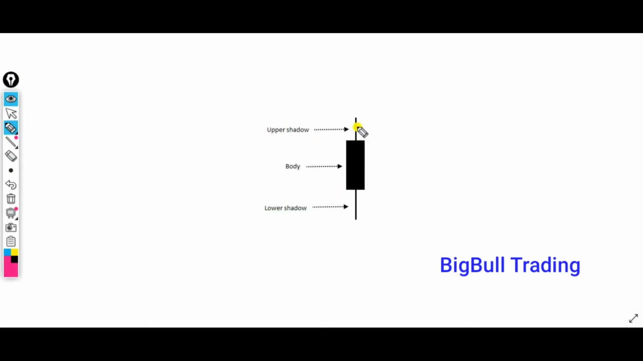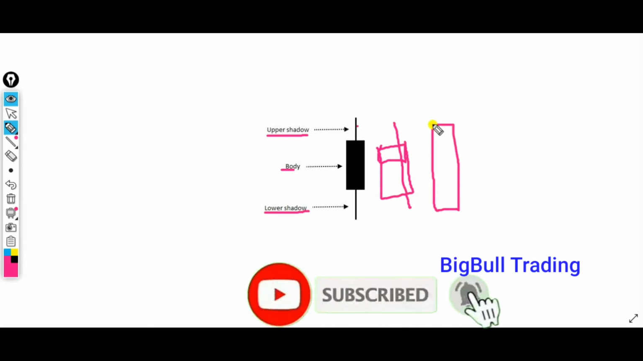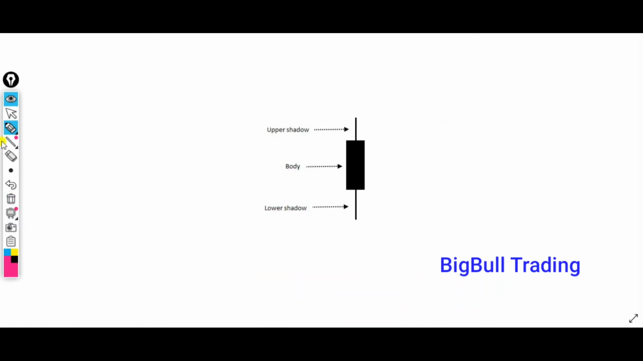This is known as the upper shadow, this is the lower shadow, and this is the body. The body sometimes can be of this size, sometimes of smaller size. In different videos I will show you. Sometimes it can be big, sometimes it can be the full bar. So different body sizes can be there, but the very basic thing you should know first is that this upper part is known as the upper shadow, this lower part is the lower shadow, and this is the body. Now we will show you what a bullish bar is.